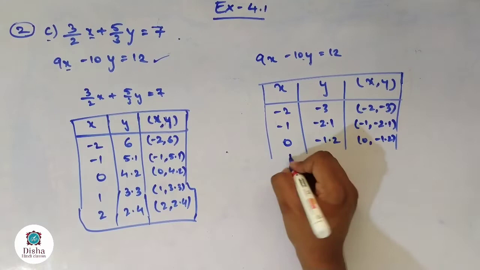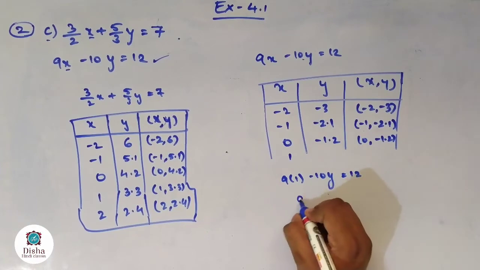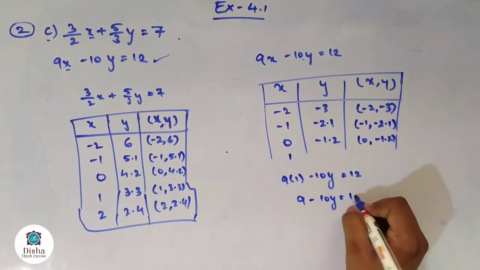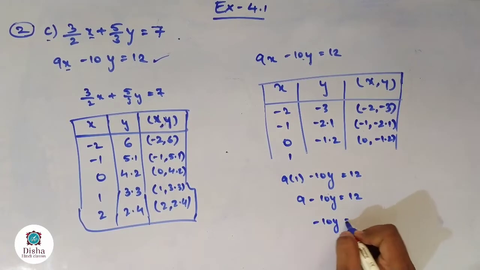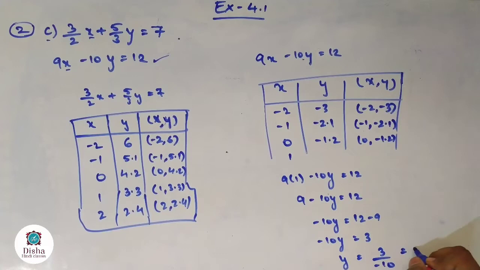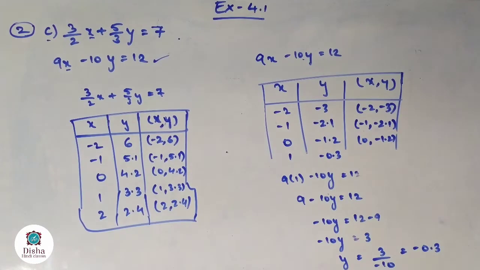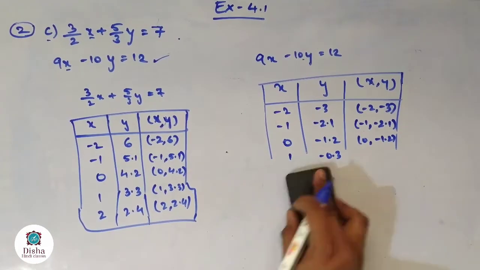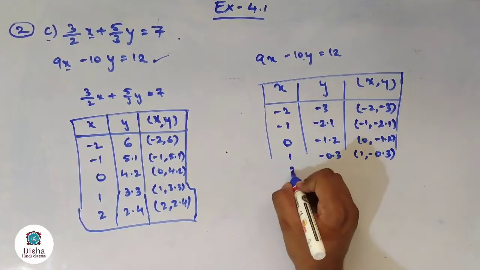So next we have 1. So 9 into 1 minus 10y equals 12. So 9 minus 10y equals 12. Here we have plus 9. If we send it to the RHS, it will be minus 9. So minus 10y equals 12 minus 9. Minus 10y equals 3. So y equals 3 by minus 10. So it will be equal to minus 0.3. So 1 comma minus 0.3. So we have 2.